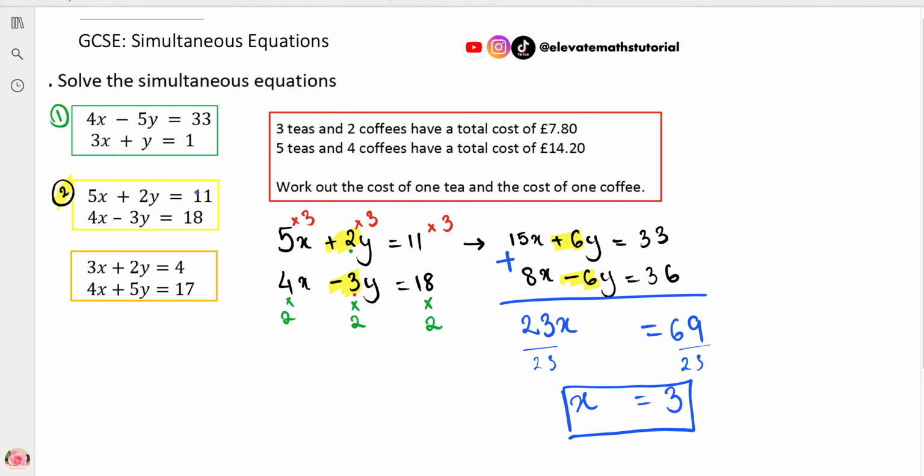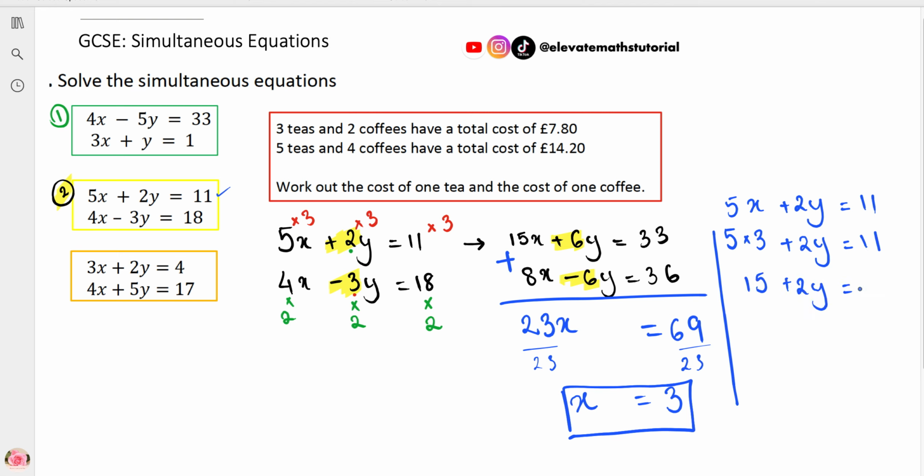I always tend to stick with the numbers that have smaller values. So the first one looks like it's got smaller values, but it doesn't matter which one you pick. Try to pick the ones that don't have many negatives and the numbers that look a bit nicer. So 5x plus 2y is equal to 11 is 5 times 3 plus 2y is equal to 11. That's 15 plus 2y is equal to 11. This is a two-step equation, so you need to minus the 15 on both sides.